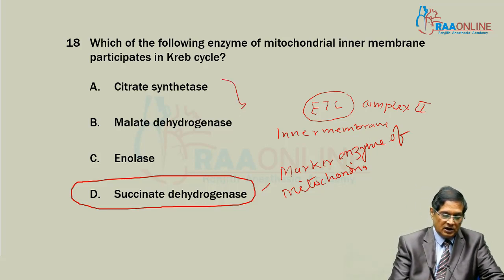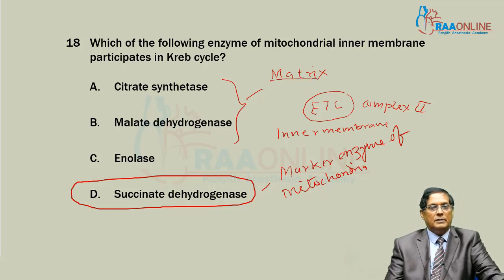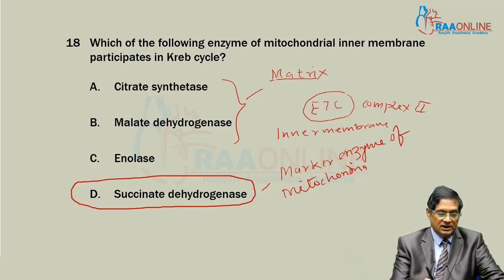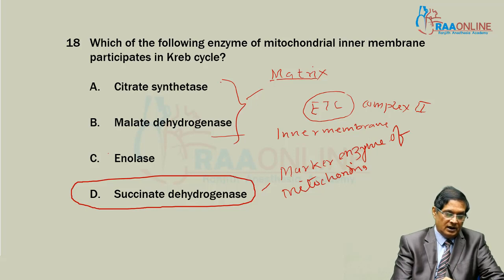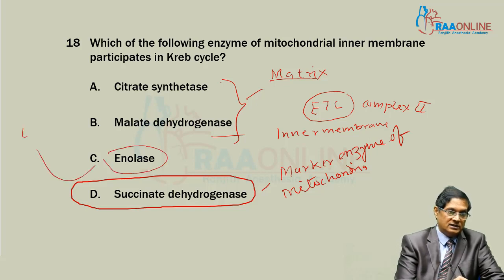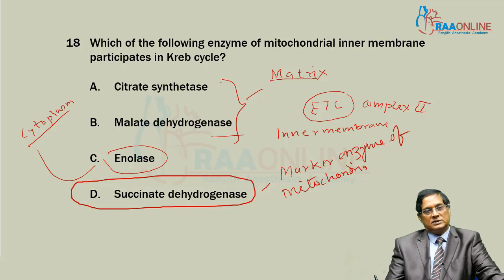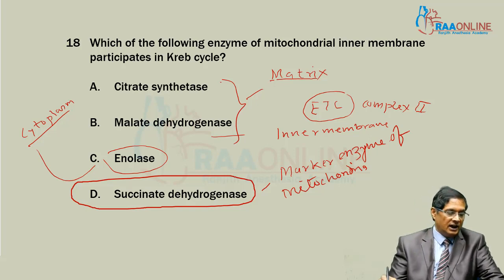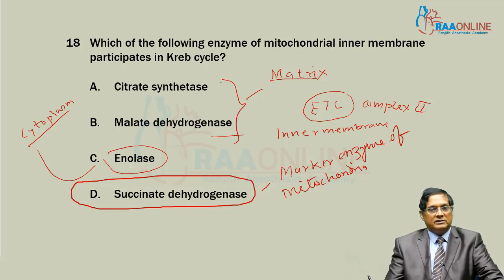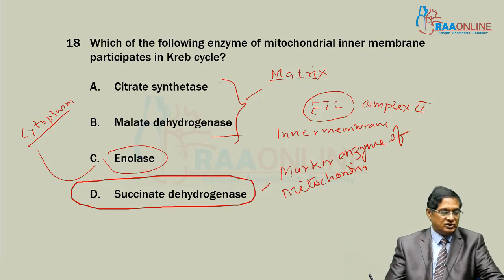The rest of the enzymes are all found in the matrix of mitochondria. Citrate synthetase, malate dehydrogenase and enolase: the first 2 enzymes are found in mitochondria, and enolase is in the cytoplasm. This enzyme is found in the cytoplasm and is involved in glycolysis. In which process? That is dehydration.